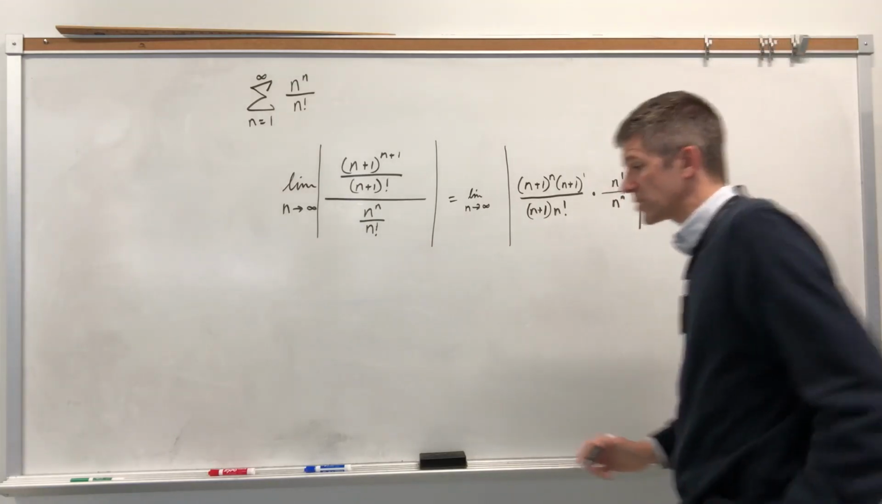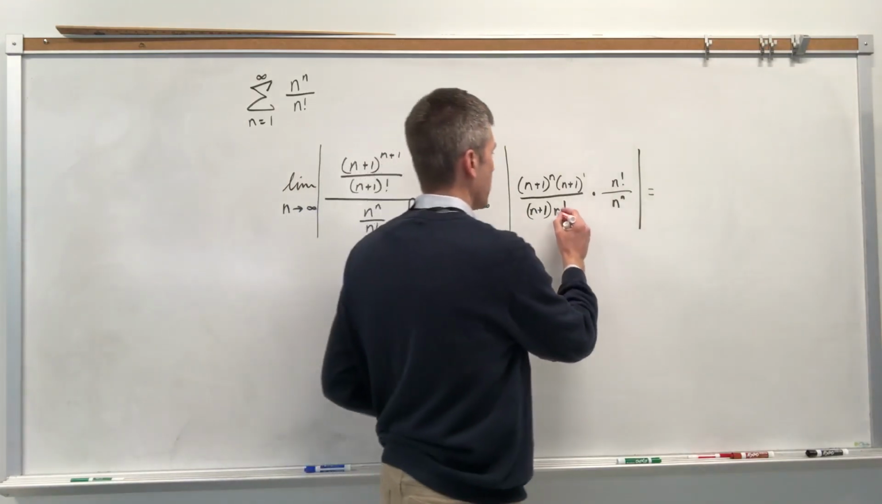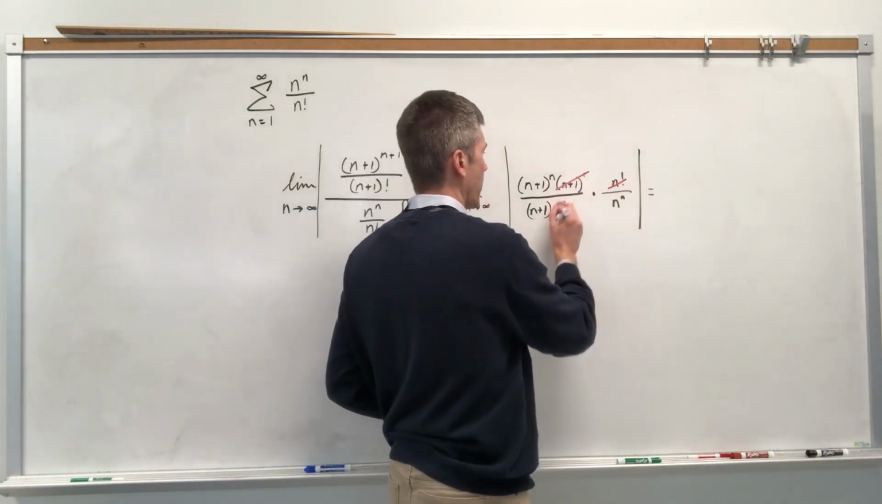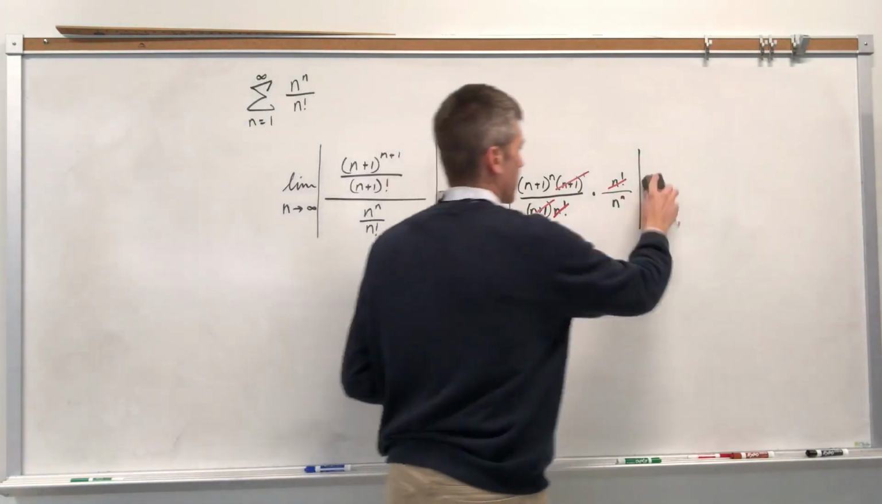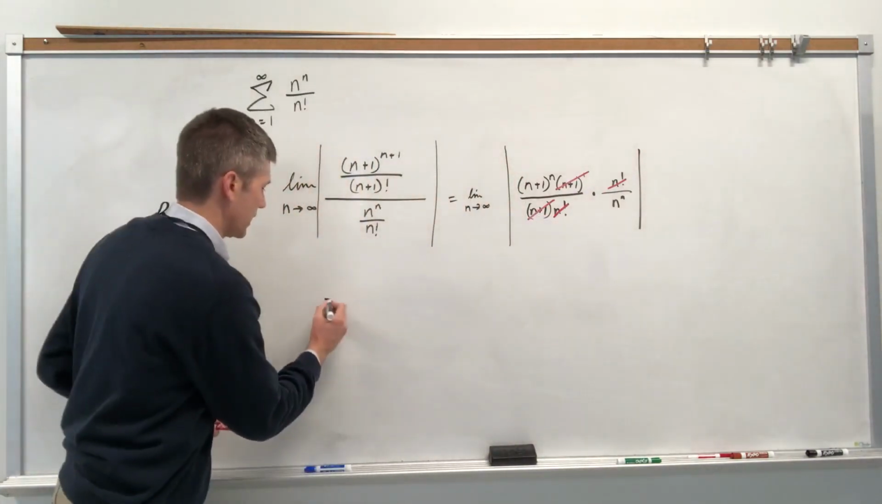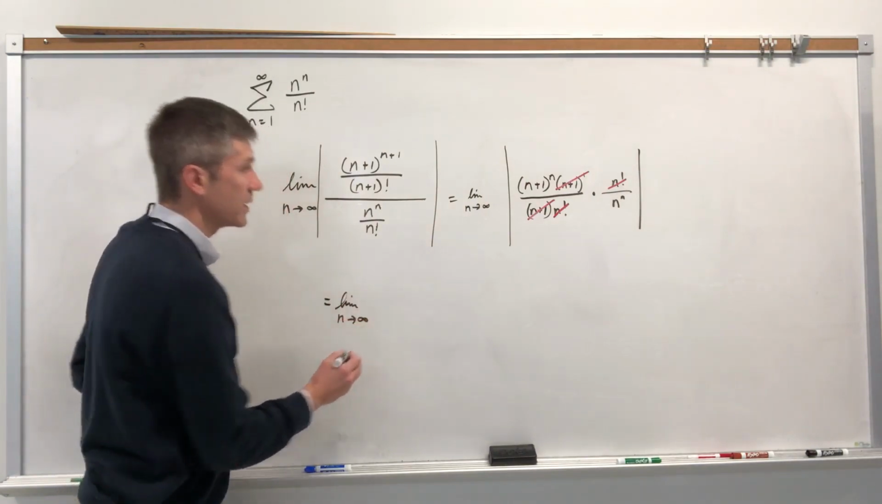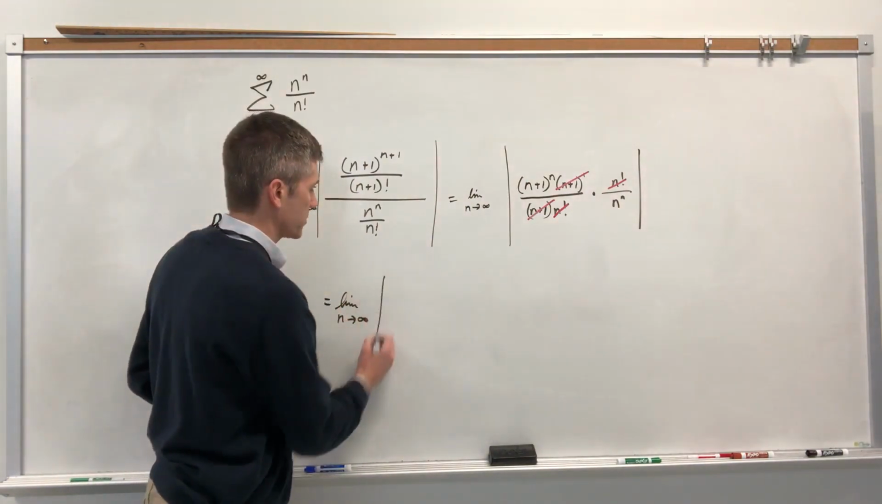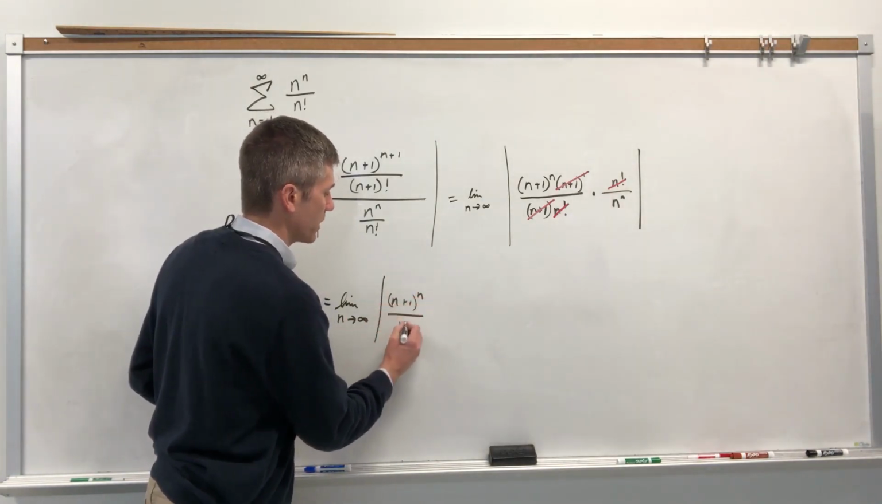Keep going. We can cancel some stuff out, and the stuff we're going to cancel out is going to become obvious, right? Here, here, here, and here. And that leaves us with, and we'll put it on the next line, the limit as n approaches infinity of absolute value, n plus 1 to the n over n to the n.